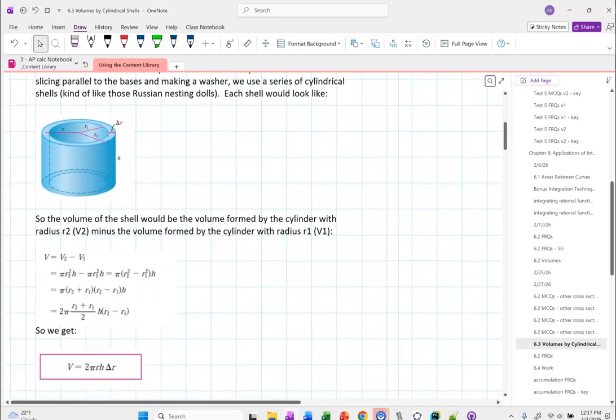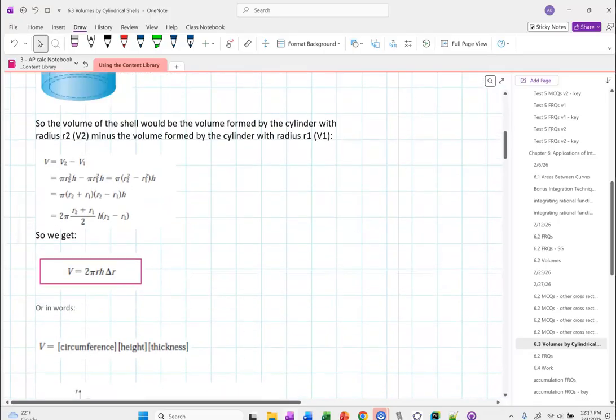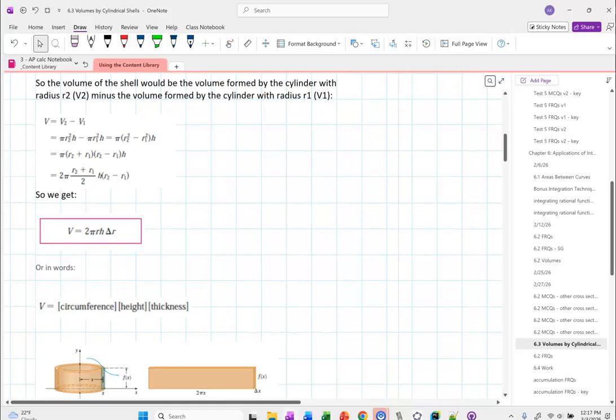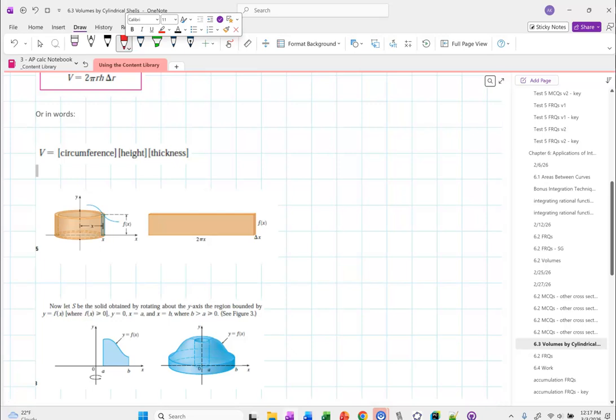So here's a picture of the cylinders that we're going to be using. They kind of look like this. When we unwrap them, we're going to end up with rectangles that are 2 pi r h times delta r, where delta r is our dx, our infinitesimal thickness. Or here's another illustration. Again, we have this open cylinder. It's just going to be the circumference of the cylinder times its height multiplied by its thickness.